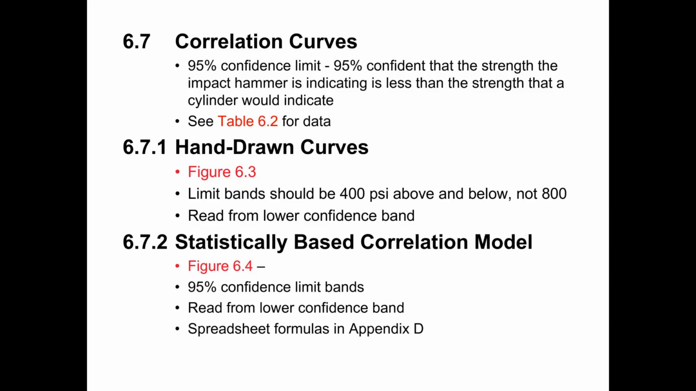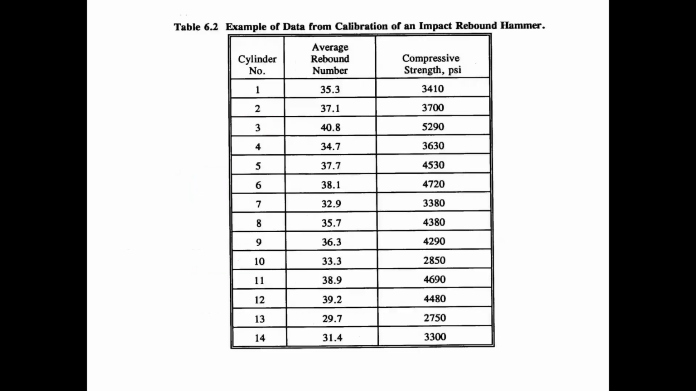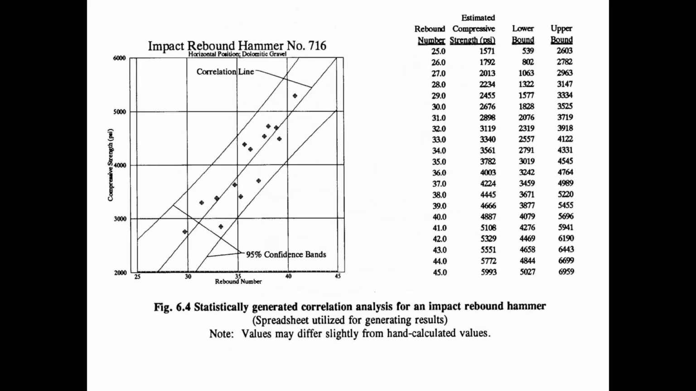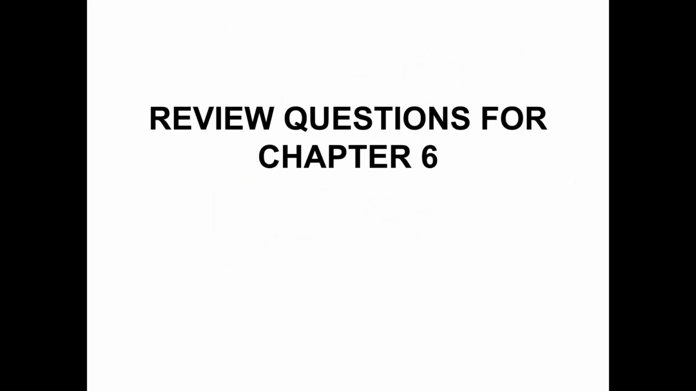You can either do it hand-drawn or you can do it using a computer. Either way is acceptable. The hand-drawn curve may actually be quicker if you only have a few data points. The hand-drawn curve will be more accurate if you have a lot of data points, but it will take more time to plot in all of those points. So you can decide which is the better fit for you. All right, and that is it for chapter 6.